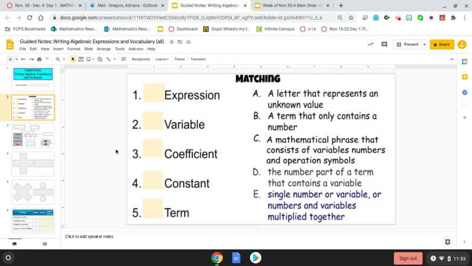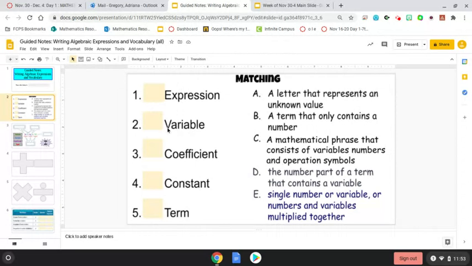On slide 2, we're going to match our vocabulary. So remember, again, if you need to pause, you can pause the video and go back, but we're going to learn about an expression. So we have our definitions over here. And an expression, a variable, a coefficient, a constant, and a term. These are all words we're going to start using a lot, so we need to know what they are.